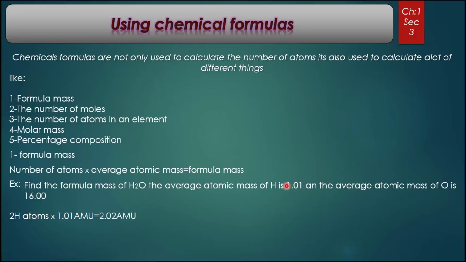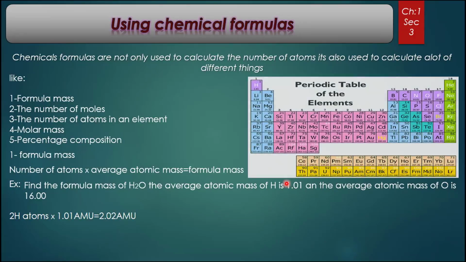But in some questions it may be different. It may not give you the average atomic mass in the question itself. It may give you the periodic table, so you have to find it yourself in the periodic table. You will find the average atomic mass under the element's name. For example, I want to find the hydrogen average atomic mass, so I will look under its name, and I will find it. It's 1.01, as illustrated in this equation.